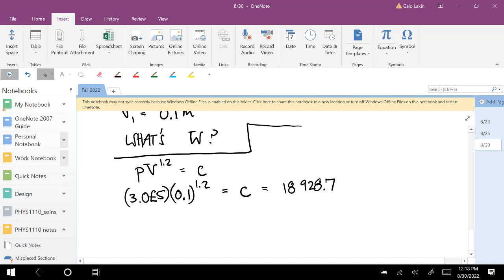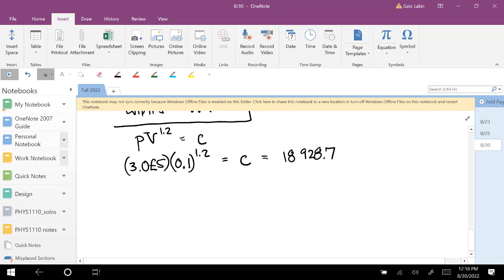And now the only thing we have left to do is we want to take that relationship, P to the power of 1.2 is equal to C. Well, we know what C is now, right? But we want to express that as P as a function of V so that we can use the integral. Okay, so what we have now is P times V to the power of 1.2 is equal to 18,928.7.